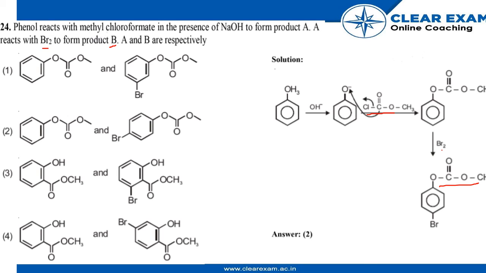According to this, we will have answer number 2, in which there will be a benzene ring with double bond with single bond with O, double bond with O, single bond with O.